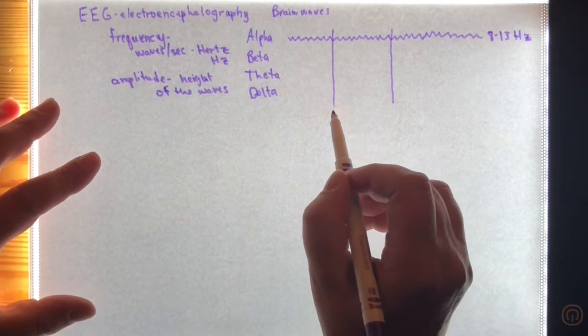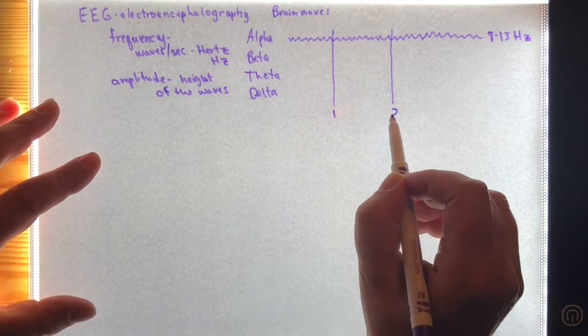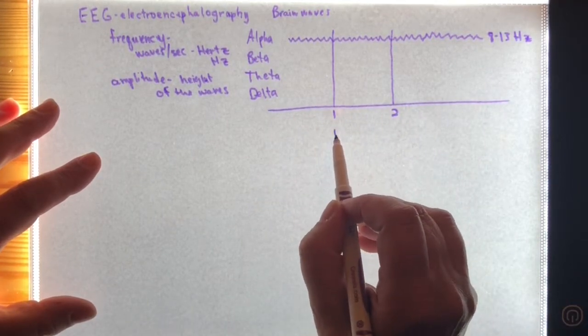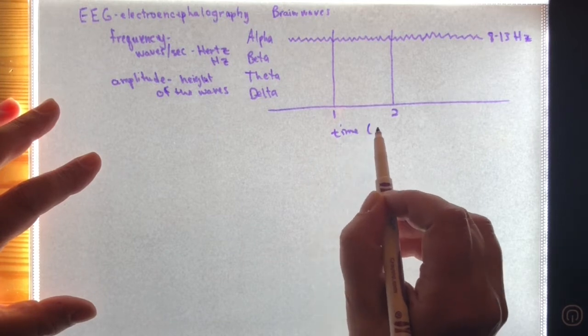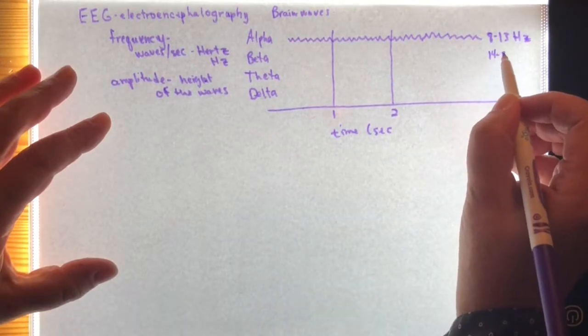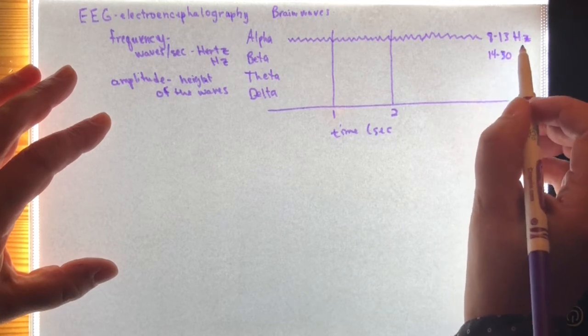So we'll use this as a parameter to describe the number of hertz. In this case, we have 8 to 13 hertz, so our number of hertz for this will be within that time frame. So on the x-axis, we have time in seconds. And let's go ahead and move on to our beta waves.